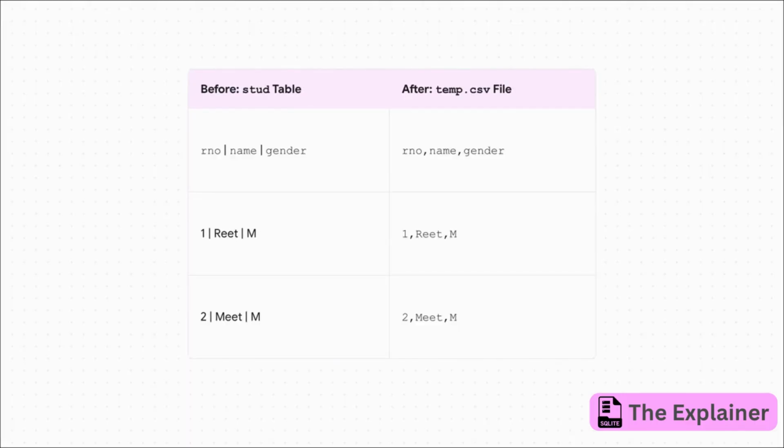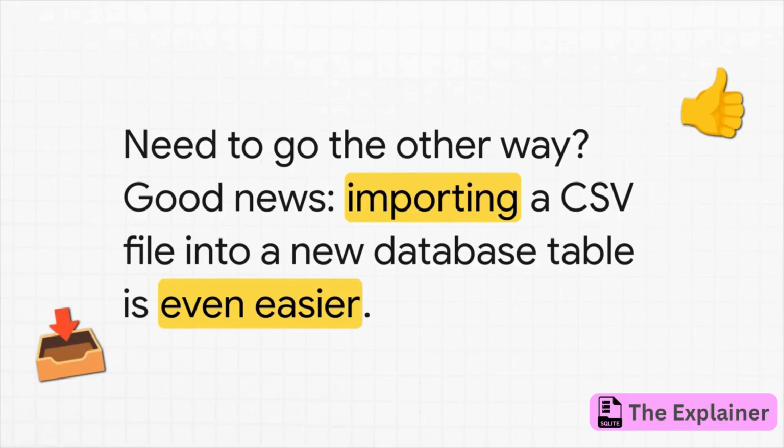And boom, here's the magic. On the left, that's our table inside SQL. On the right, that's the temp.csv file it created. Look how clean that is. The first line is the header, just like we wanted, and every line after that is a row from our table, all neat and tidy with commas. You could open that in a spreadsheet program right now. So, that's getting data out.